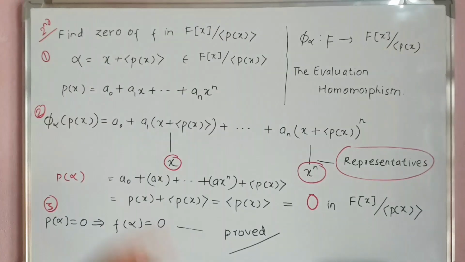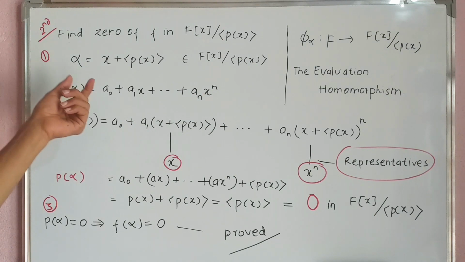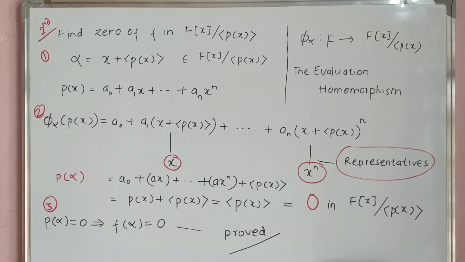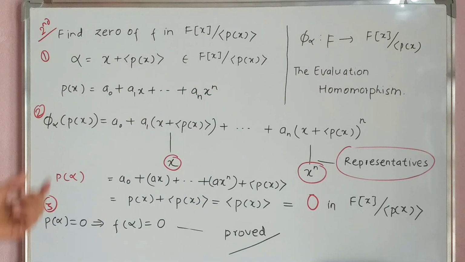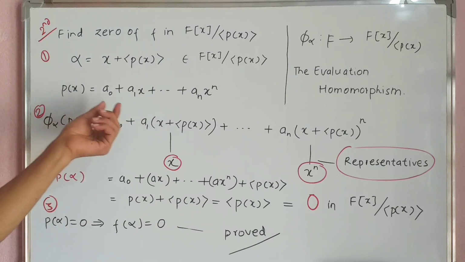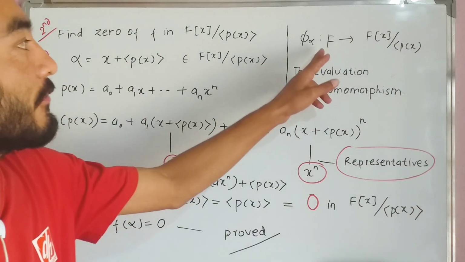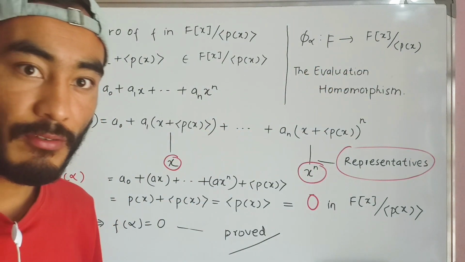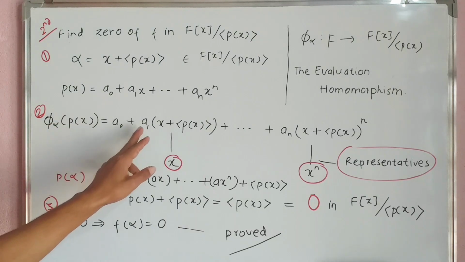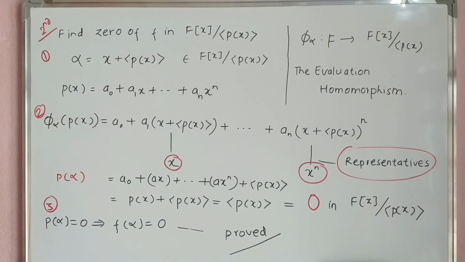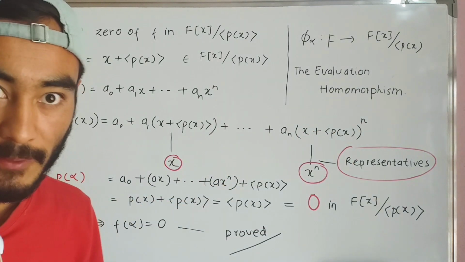Second, we find a zero of f in the extension field F[x] by <p(x)>. For that, suppose alpha equals the coset x plus <p(x)>. This coset belongs to the extension field F[x] by <p(x)>. Suppose the polynomial p(x) equals a0 plus a1 x plus ... plus an x^n. Then phi alpha from F[x] to F[x] by <p(x)> is the evaluation homomorphism. Second, we have phi alpha of p(x) equals a0 plus a1 (x plus <p(x)>) plus ... plus an (x plus <p(x)>) to the power n.